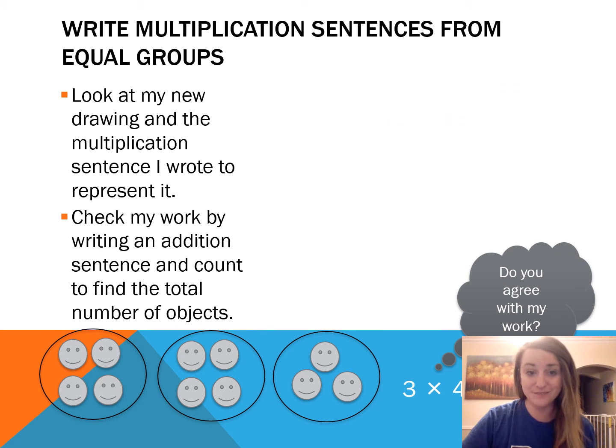Look at my new drawing and the multiplication sentence I wrote to represent it. Check my work by writing an addition sentence and counting to find the total number of objects. I wrote 3 times 4 equals 12. Do you agree with my work? The equation you could have written to match was 4 plus 4 plus 3 equals 11.